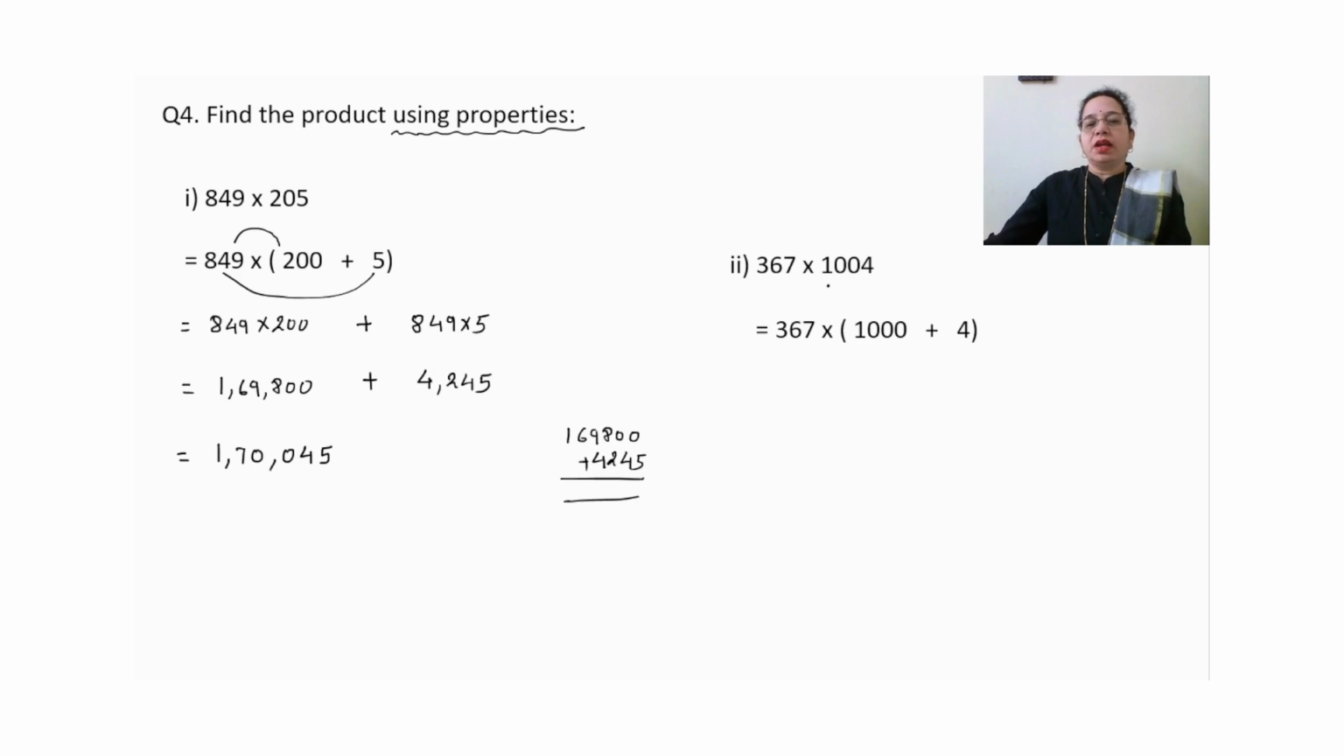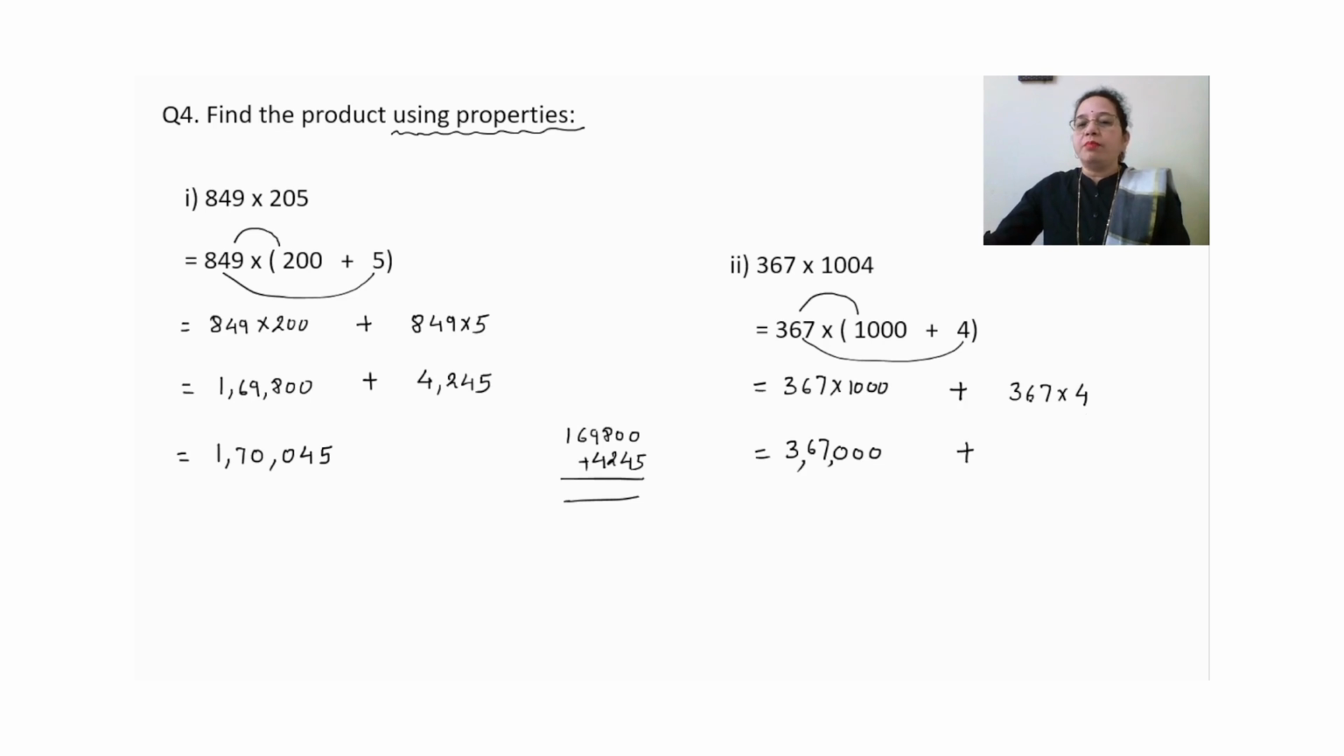Come for the second sum. Again 1004 easily we can write down as 1,000 plus 4. So these two we will multiply. So 367 multiply by 1,000. Leave some place, plus sign, and again we multiply these two numbers. So 367 multiplied by 4. When we multiply by 1, we will get the same number, and how many zeros are there? 1, 2, 3 zeros, and then put comma according to Indian number system.